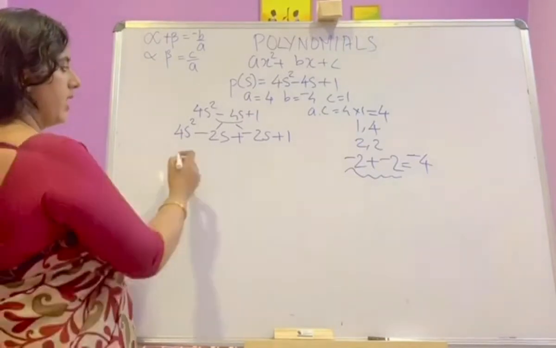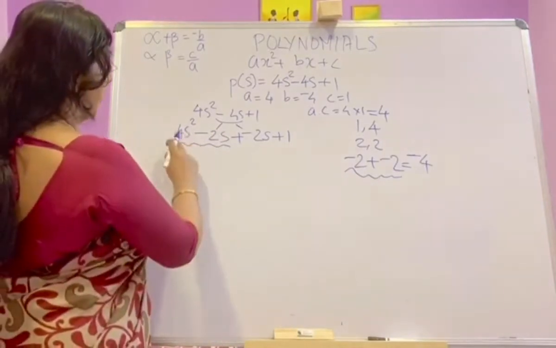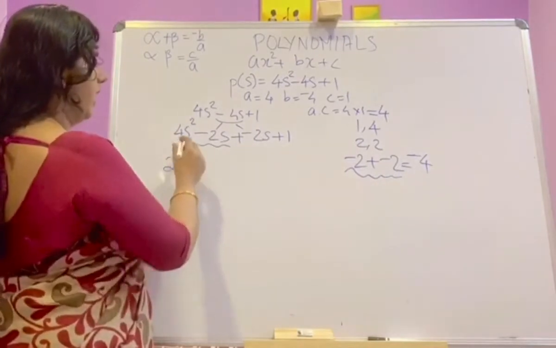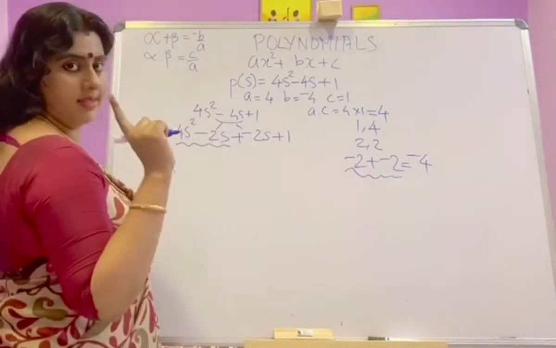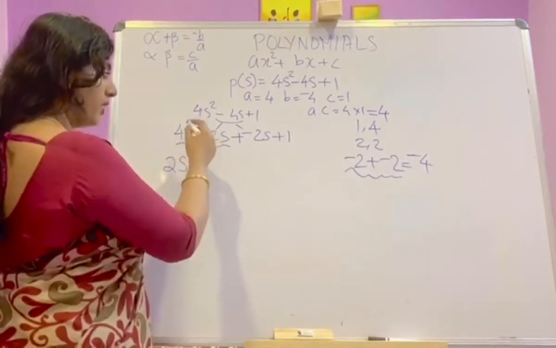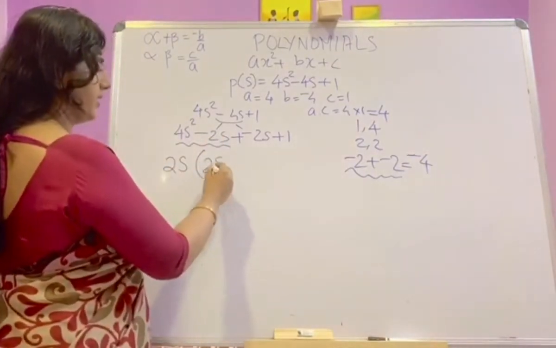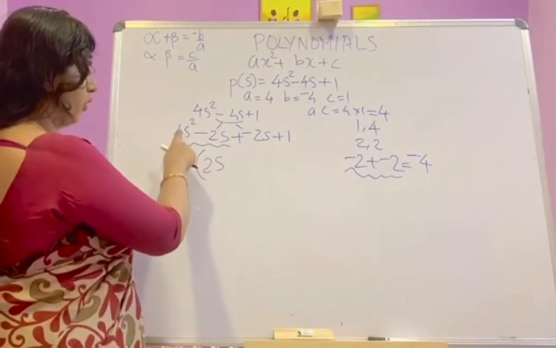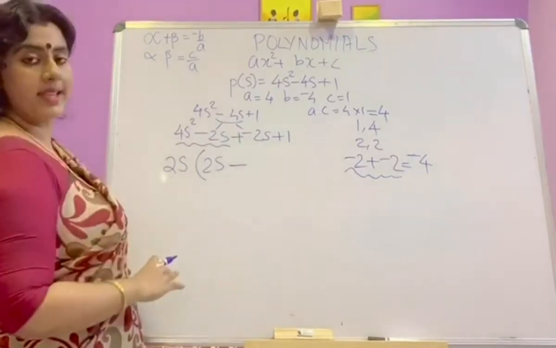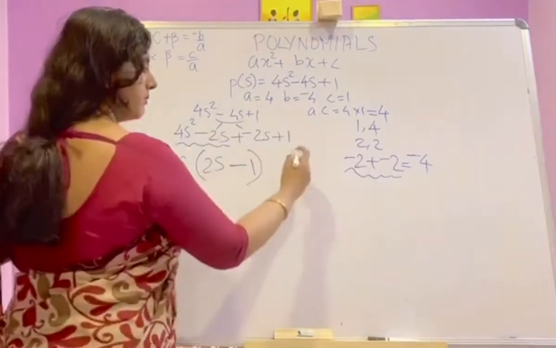Now, from the first two terms, you want to take the common factor. What is the common factor here? In 4 and 2, 2 is the common factor. Take 2 outside. In s square and s, s is the common factor. So take 2s outside. From 4s square, 2s is taken outside. The balance will be 2s, because 2 into 2 is 4, s into s is s square. Minus, from 2s, 2s is taken outside. The balance will be 1.